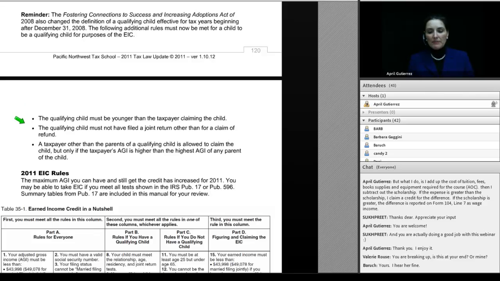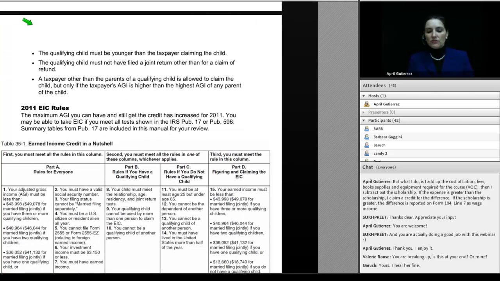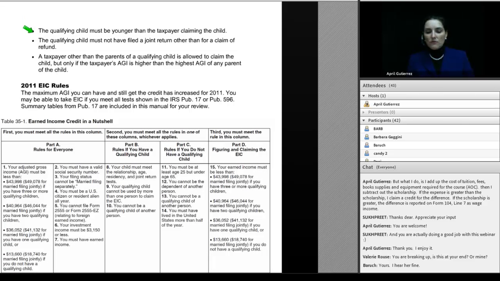Among these rules, and we're looking at what happened under the Fostering Connections to Success and Increasing Adoptions Act of 2008. While that act went on to increase the amount of Earned Income Credit, it also imposed additional rules. And many people are still unaware of what these rules are. The first rule is that the qualifying child must be younger than the taxpayer claiming the child. That means if I'm 18 years old and I had a full-time job and I earned all of the money for my small household and I want to claim EIC from my older sister who's going to college and is a full-time student, I'm not allowed to because I am younger than the qualifying person.